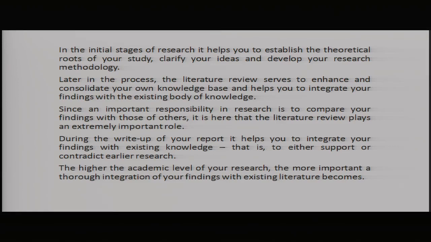At every stage, this is going to give you guidance. It is like a code book. Since an important responsibility in research is to compare your findings with those of others, it is here that the literature review plays an extremely important role. When you are doing something, you find some discussion point and get some graphs or something else, then you validate it with the existing work or the people who have already done it in the past.